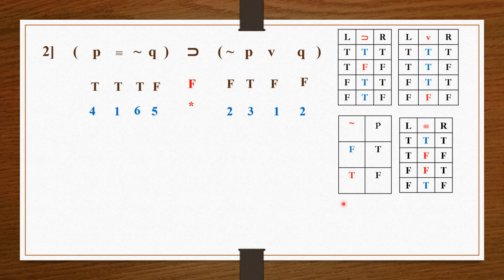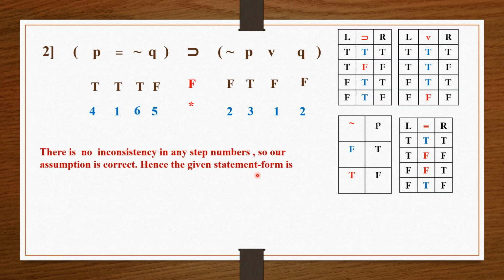Now we have finished with assigning the truth values to its components and component statements and their connectives. Now we'll have to check whether there is any inconsistency in this statement. Let us check. Q's value is same, P's value is same. The rule used is when both are true, then the equivalence is true. That is also correct. Everything is correct. There is no inconsistency. So our assumption is correct. That is, it is false below the main connective. So the statement form is not a tautology.